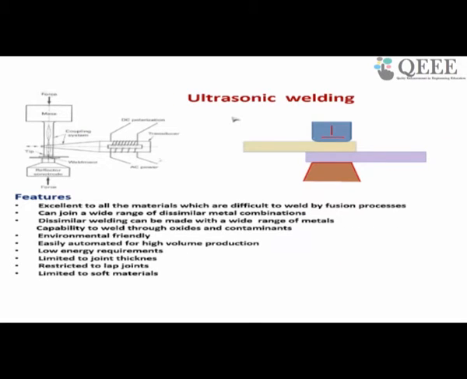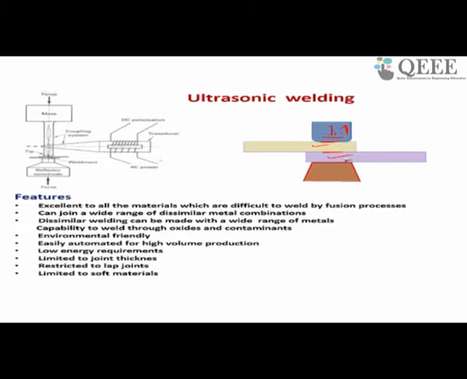Next one is ultrasonic welding. In ultrasonic welding, they take two pieces to be joined, and then simultaneously apply load as well as frequency oscillation. By using a transducer, you can oscillate the whole thing at very high frequency. You have to apply very high frequency and you have to apply load. Because of this, deformation is happening at the interface, and at the interface you are able to get a joint.